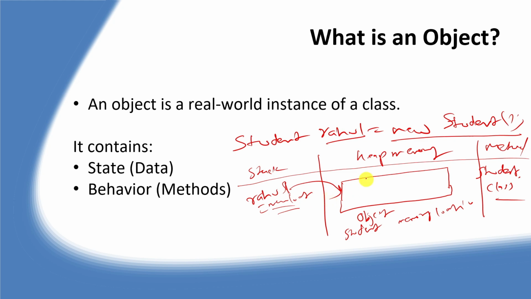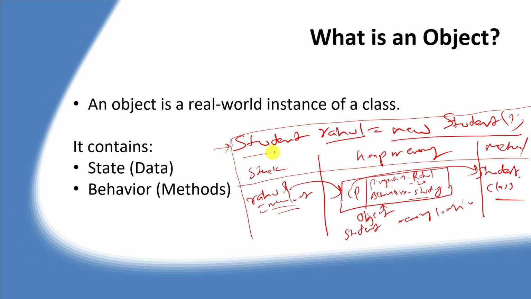And what will this object contain? This object will contain CP, the class pointer. The class pointer will be pointing to this class, student.class. And what else will it have? It will have properties and behaviors. What properties? Name and age. What is the name? Rahul. What is the age? 20. What is the behavior? Study. So all those things will be residing in this object. Okay, so that's how it internally works for the execution of this statement, student Rahul equals new student.